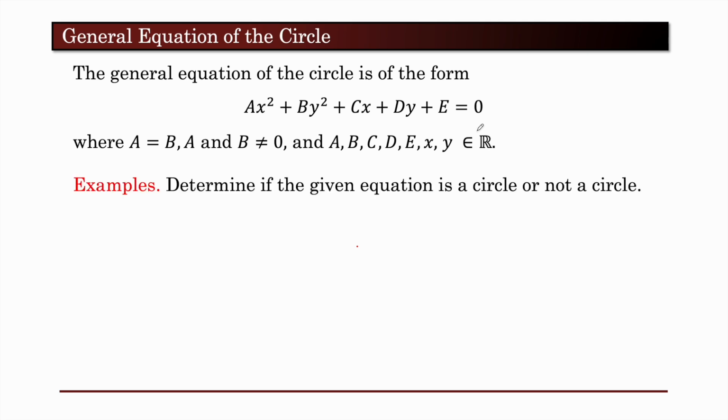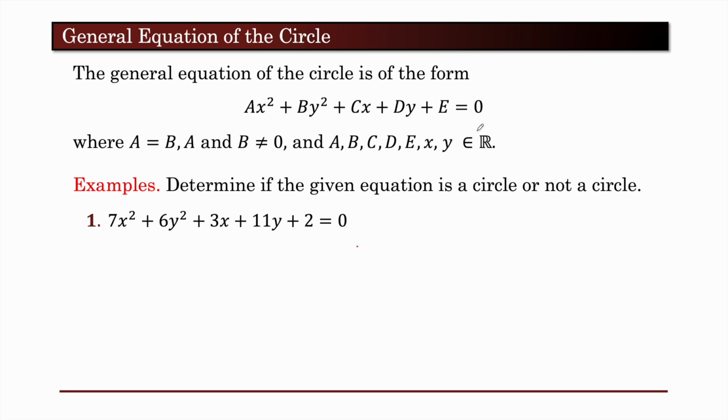Okay, let's have an example. Determine if the given equation is a circle or not a circle. So we can answer the following examples by satisfying the definition above. 7x squared plus 6y squared plus 3x plus 11y plus 2 equals 0. Do you think it is a circle? Yes or no? I mean, right circle or not a circle?